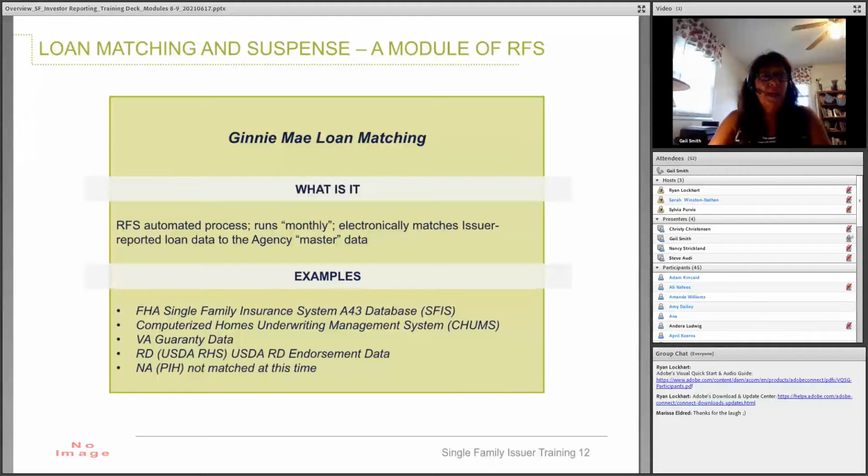Some examples of the agency data that we get is the FHA Single Family Insurance System A43 database. We receive data from the Computerized Homes Underwriting Management System. We receive VA guarantee data, RD, USDA, RHS endorsement data, we call it RD data now. Currently, we do not receive any PIH data, so there is no matching at this time, but we are in the process of working with PIH to receive that data.